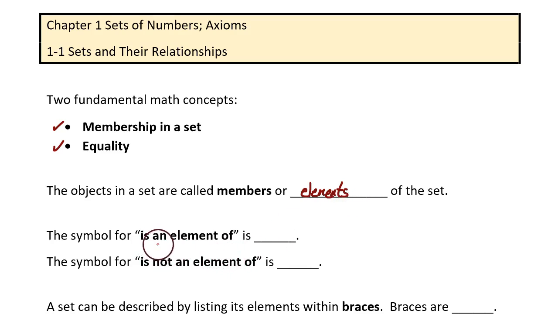The symbol used in math for "is an element of" looks like this. It's kind of an E, but a little rounded. The symbol that means "is not an element of" is that same symbol, but with a slash mark through it. So if you ever see this symbol, what you actually speak is "is an element of." And if you ever see this one, you speak "is not an element of."